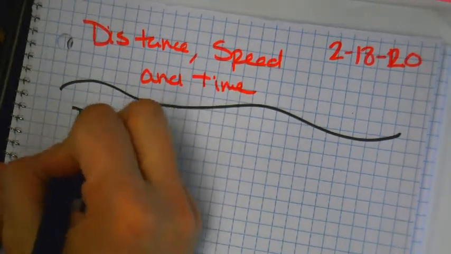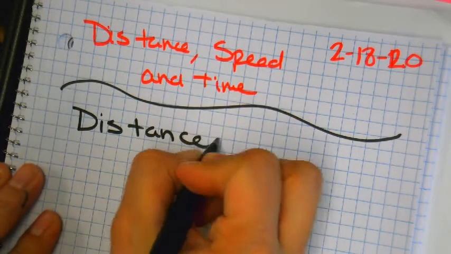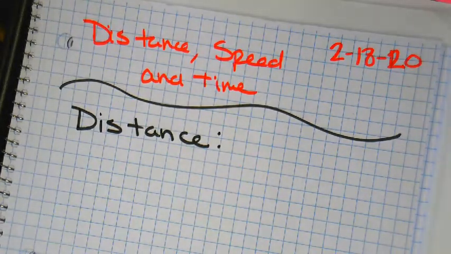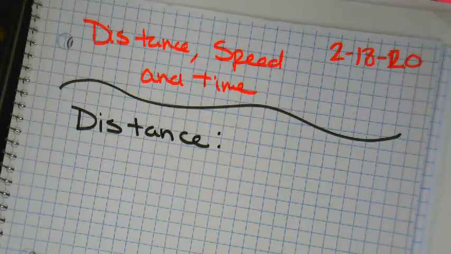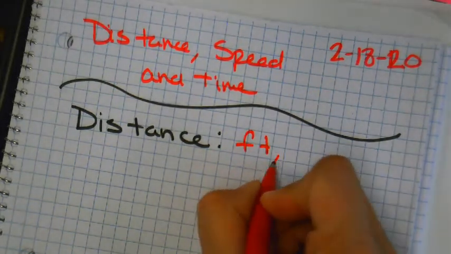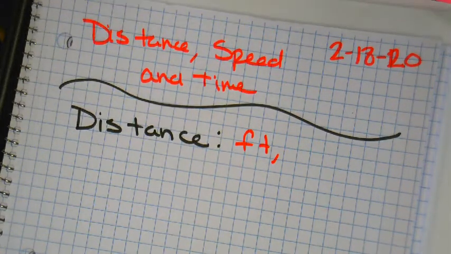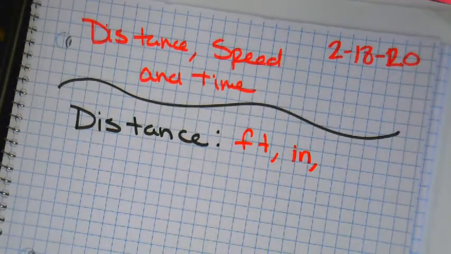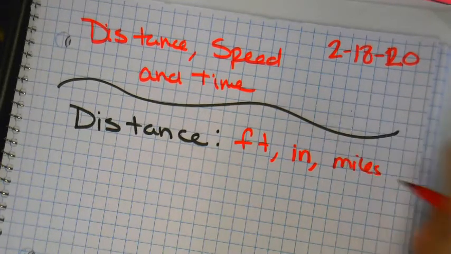We're going to first talk about distance. How do I measure distance? What units, Ethan, would I be using if I want to measure distance? Can I use hours? Can I use seconds? What are my units for distance? Feet. Good. What other units do I use for distance? Inches. What else? Miles.